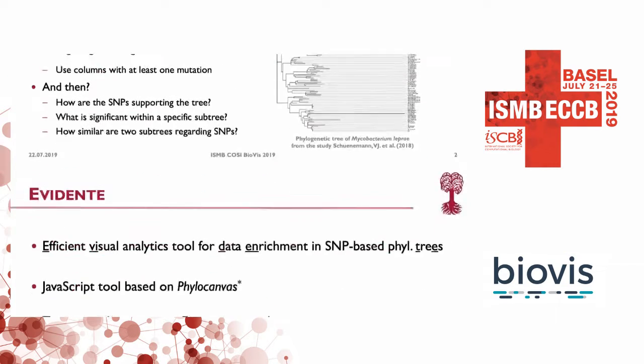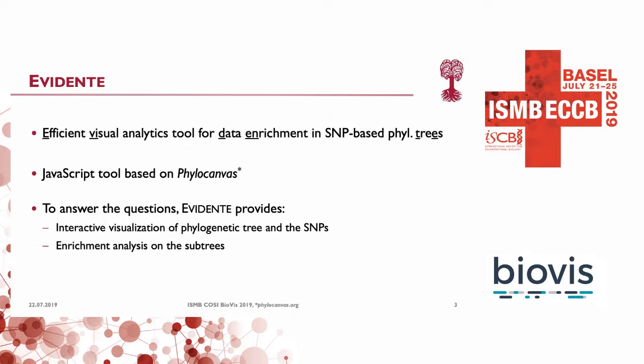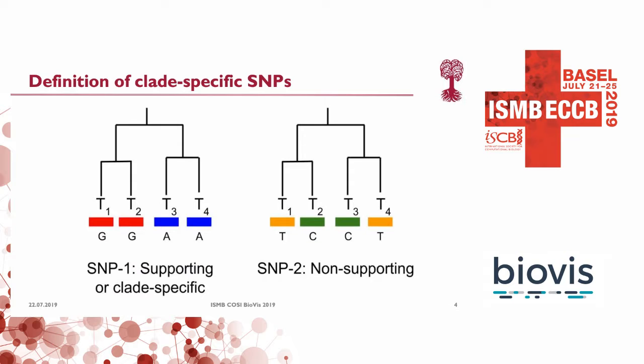In order to answer these questions, we developed Evidente. Evidente stands for an efficient visual analytics tool for data enrichment in SNP-based phylogenetic trees. Evidente was mainly developed in JavaScript and also uses Phylocanvas for the visualization. To answer the questions I've already mentioned, Evidente provides the user an interactive visualization of the phylogenetic tree and the SNPs the reconstruction was based on, and furthermore allows the user to run an enrichment analysis on the subtrees of the phylogenetic tree.